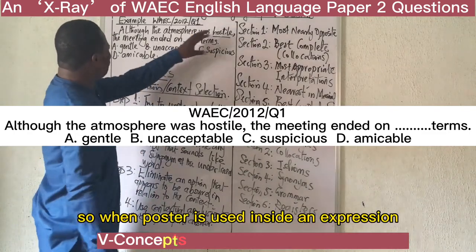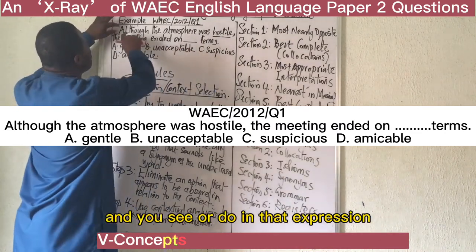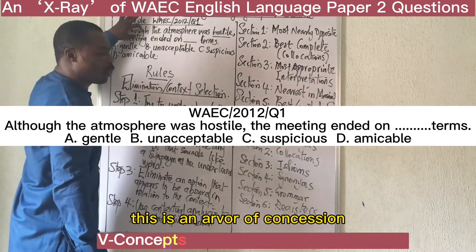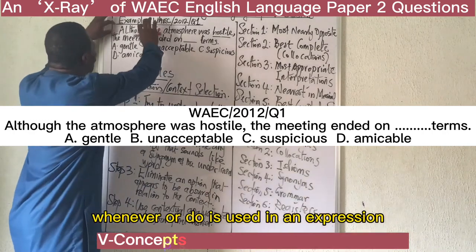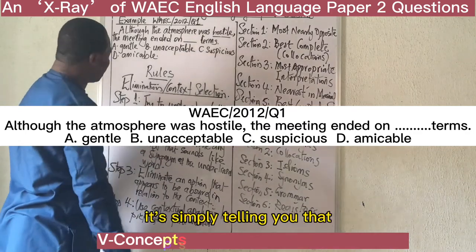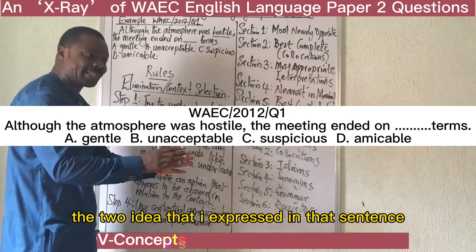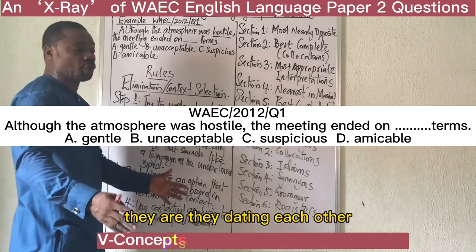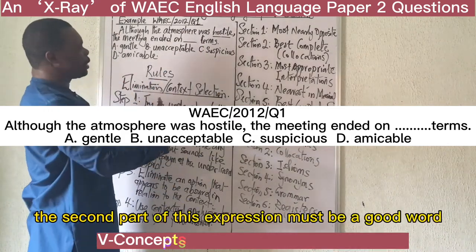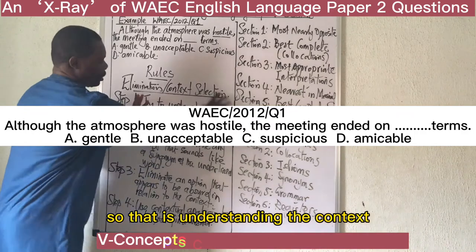So, when hostile is used inside an expression or in a part of your clause, and you see although in that expression, this is an adverb of concession. Whenever although is used in an expression, it's simply telling you that the two ideas expressed in that sentence are not going in the same direction. They are negating each other. So, if atmosphere is hostile, then the second part of this expression must be a good word, not a negative word. So that is understanding the context.